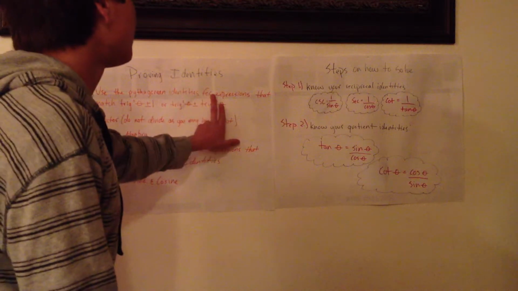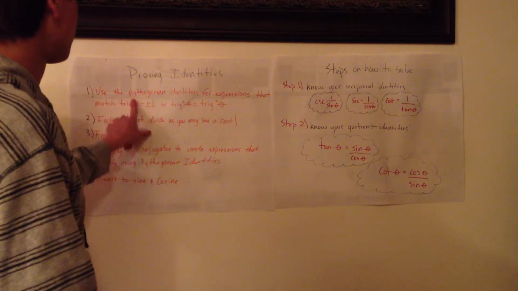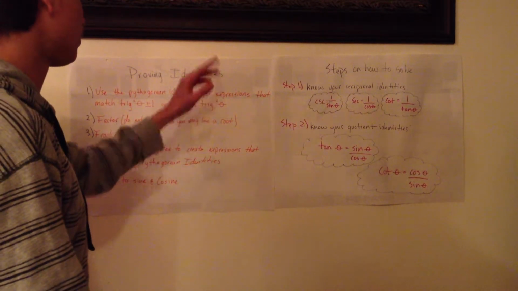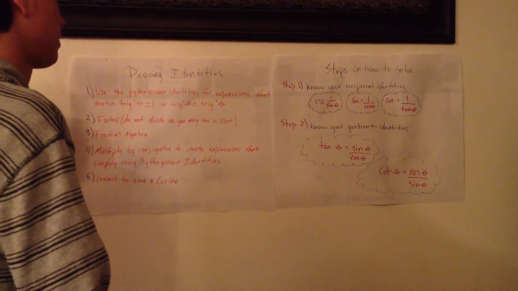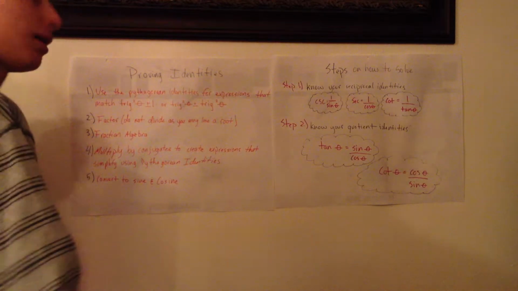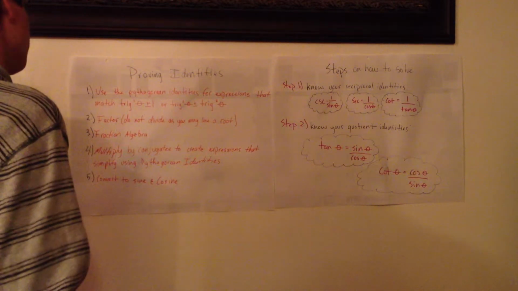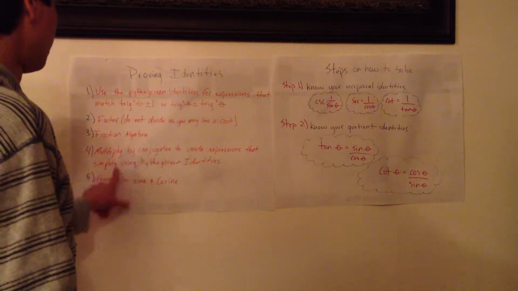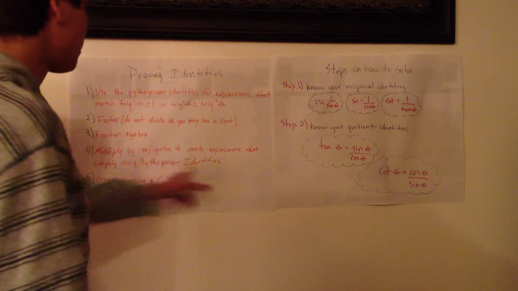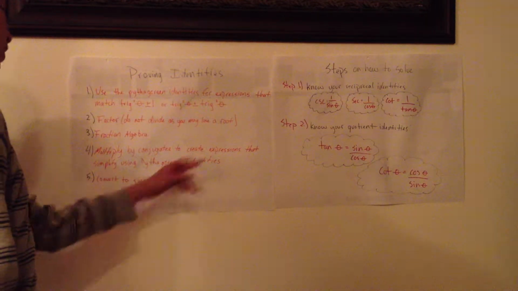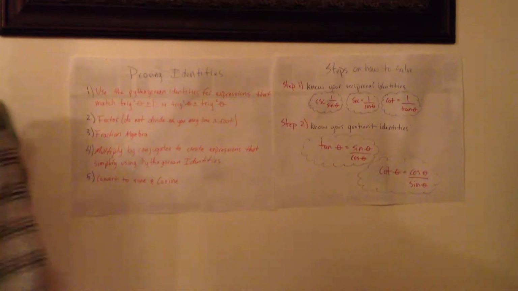Use the Pythagorean identities for expressions that match trig squared theta plus or minus 1, or it's just trig squared theta plus or minus trig squared theta. Now, in factoring, do not divide, as you may lose a root. Fraction algebra: multiply conjugates to create expressions that simplify using Pythagorean identities, and convert to sine and cosine.